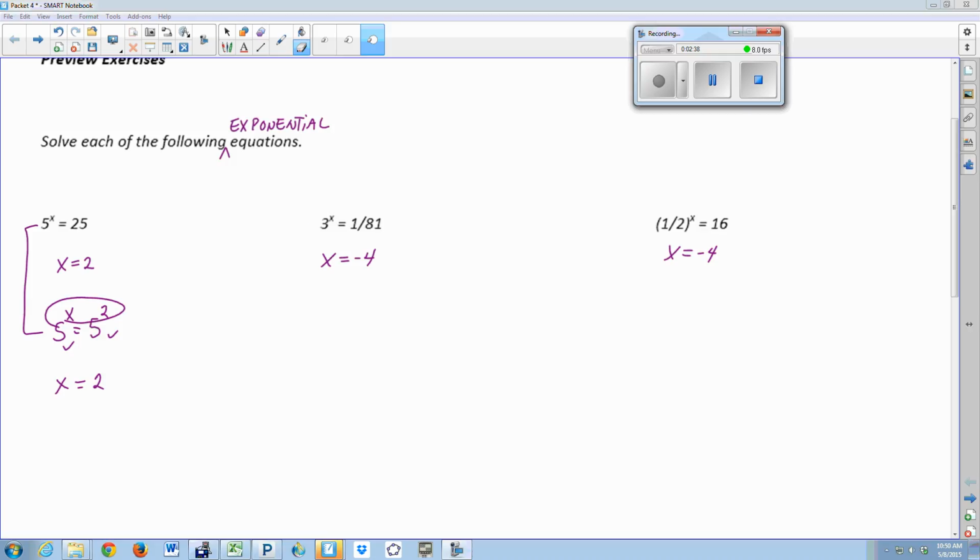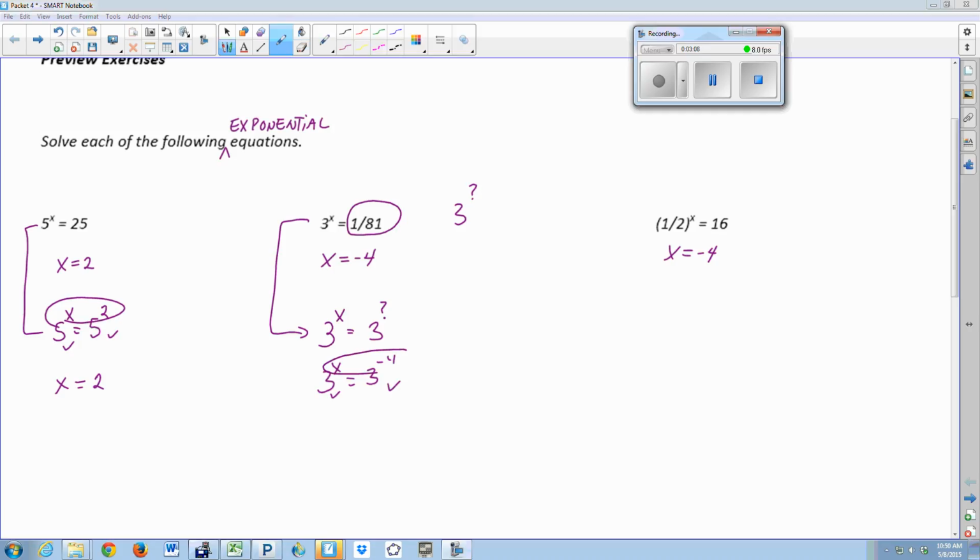And this next one, you have to do a little bit of work. You have 3 to the x on this side. And can you represent 1 over 81 as 3 to some power? So you can just set the exponents equal again. Can 1 over 81 be expressed as 3 to some power? What is it? -4, right. Again, your bases are exactly the same. There's really no work to do because there's your answer right there. X equals -4. When x is -4, 3 to the -4 equals 3 to the -4.